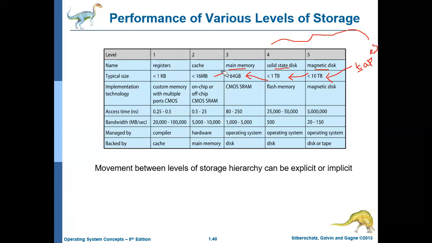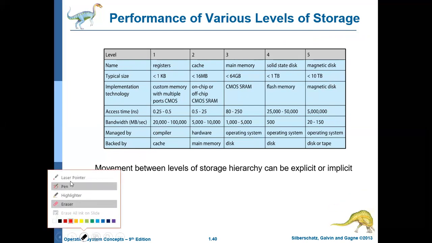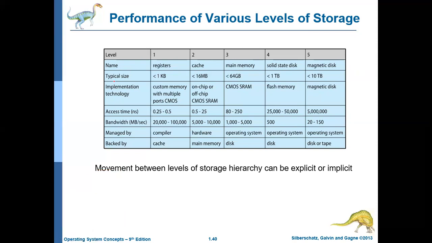Now we will try to understand the various features of these different storage devices. This diagram helps us understand in a better way the current scenario. The typical size of registers is less than 1 kilobyte. Cache memory is less than 16 MB. Main memory is less than 64 GB, which itself is a very huge capacity. Solid state disk is less than 1 terabyte. Magnetic disks are less than 10 terabytes.